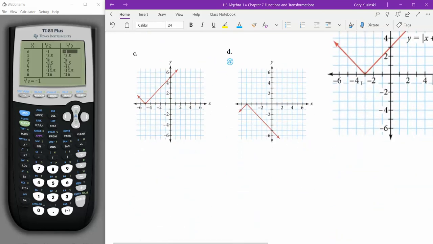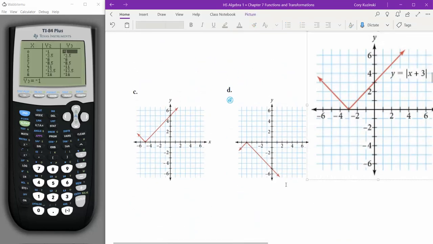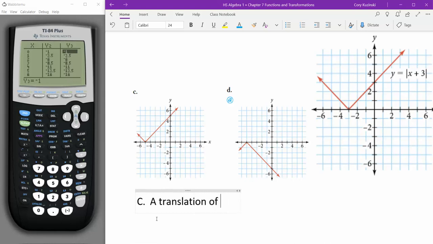A couple more of these. Again, I've got the original function here, the y equals the absolute value of x plus 3. Down here, looks like the vertex used to be here at -3. Now it's over here at -5. I'm just going to call that a translation, even though I could call it a reflection over the line x equals -4, but that's kind of weird. We don't really have a rule for that. How about a translation of y equals the absolute value of x plus 3, 2 units left.